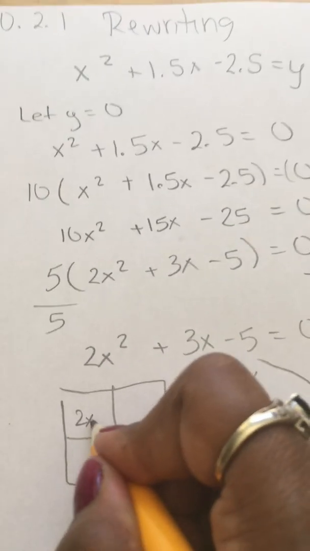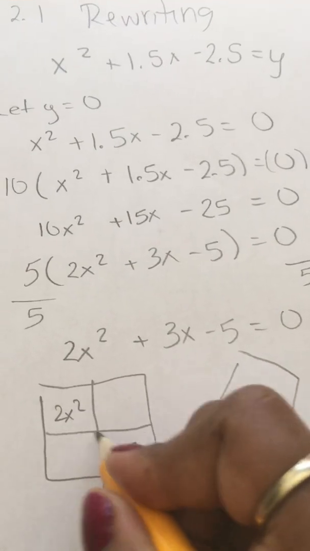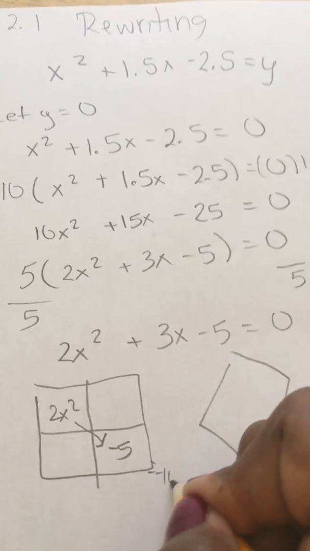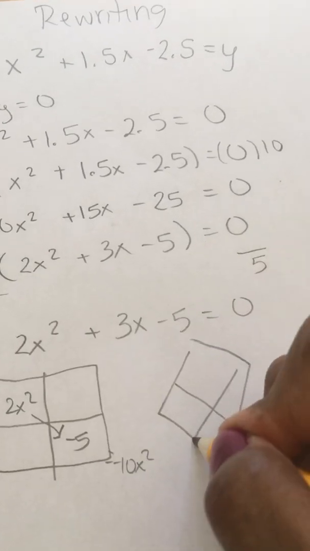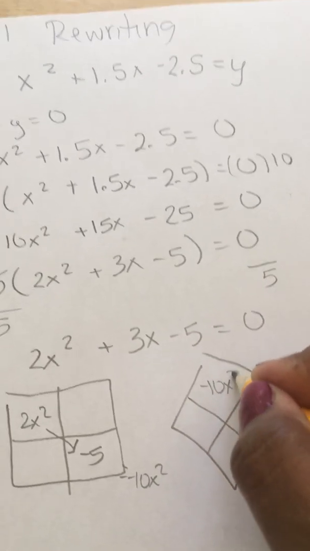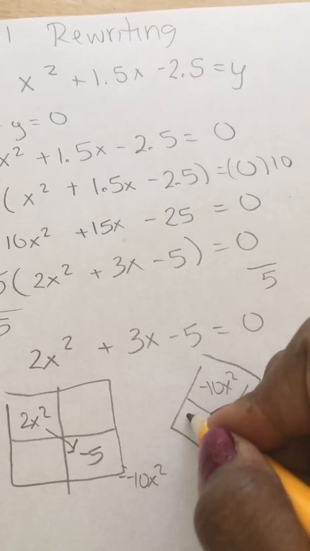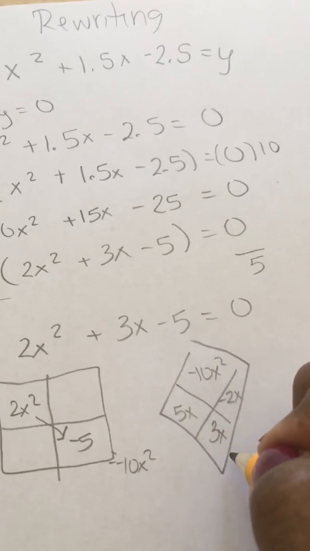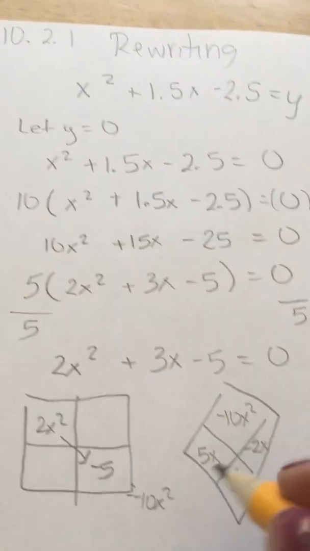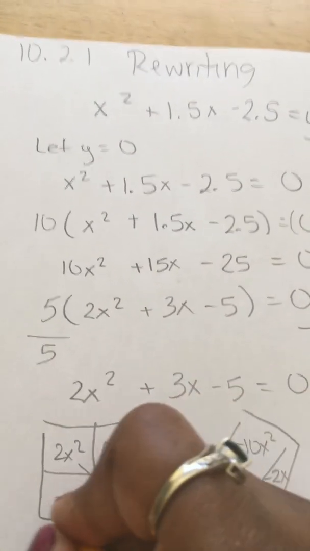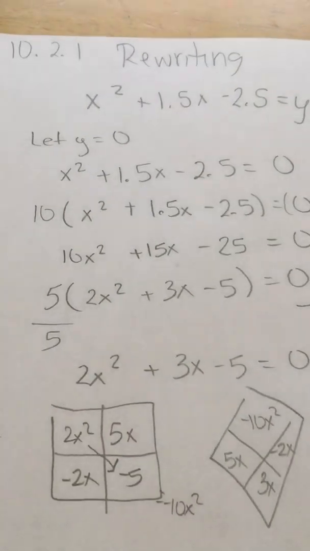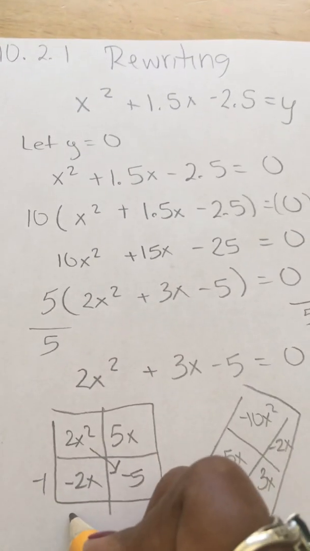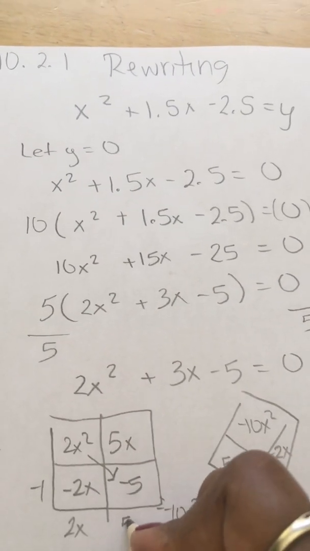2x squared is diagonal from negative 5, and you multiply those two numbers and get negative 10x squared. That goes at the top of your diamond. At the bottom of your diamond, we'll use 3x, and we're going to use 5x and negative 2x. And I know 5 is positive because the sum is positive. 5x goes here, and negative 2x here. Okay, now we'll write negative 1 here, 2x here, 5 here, and x there.